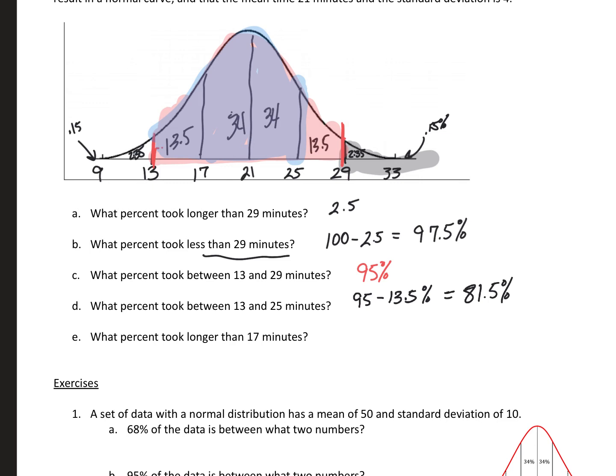Last question on these, and then you guys will be on your own with those examples. It says, what percentage took longer than 17 minutes? Well, 17 minutes is our lower first deviation. So we're going to have all values above that. We can add those as we go along. This is the entire 68. So I'm going to go ahead and just put the 68 down there so I don't have to think about it anymore.